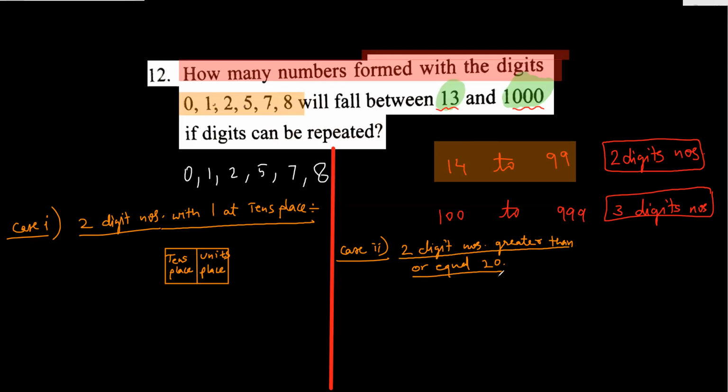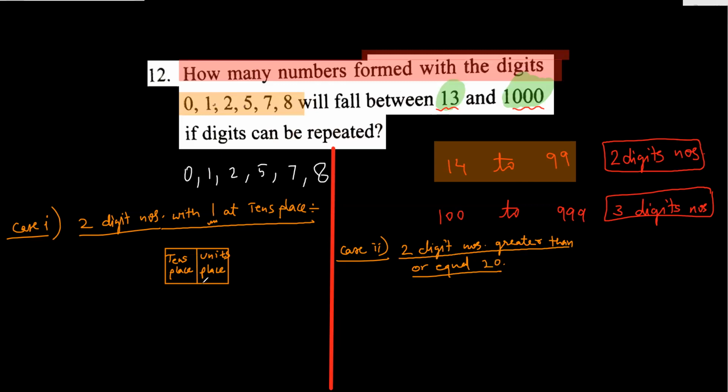Why I said? Because the first case is what? 1 at the tens place. And the second case is what? 1 is not at tens place. So if 1 is not at tens place, then other digits can be at tens place, and then definitely it will be greater than or equal to 20, because then you will start with 20 and so on. So here I write C.